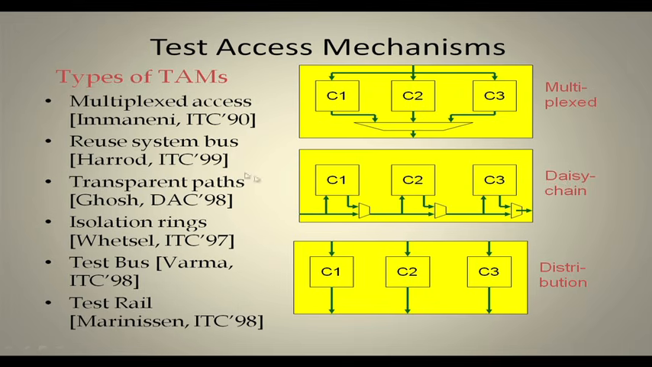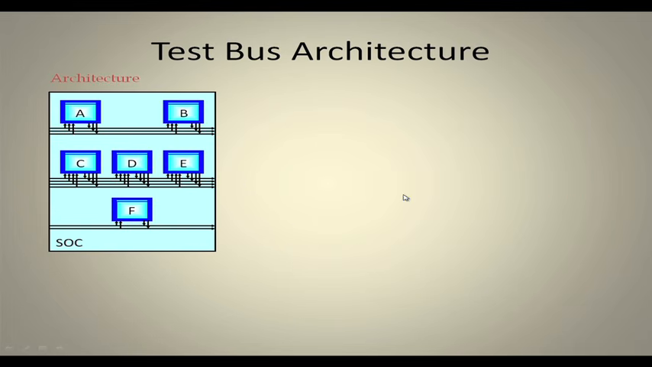So, there are several approaches like multiplexed access, then there is reuse of system bus, then there is transparent paths, isolation rings, test bus, test rail, etc., which are actually some combination of these philosophies. Okay, so, we will look into them in the successive analysis. First of all, the test bus architecture.